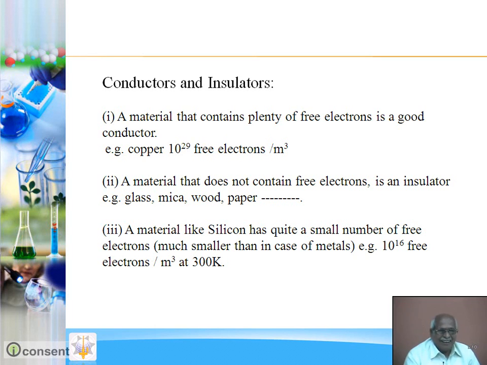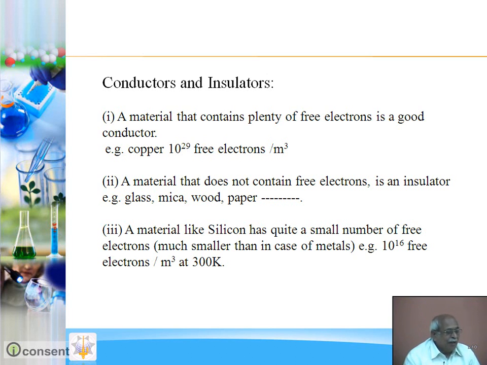Yes, of course, there are some other materials like silicon which are neither a good conductor nor bad conductor. In materials like silicon, germanium, and there are some others, free electrons are there, but not as many as in case of metals. Number of free electrons is much smaller than in case of good conductors.